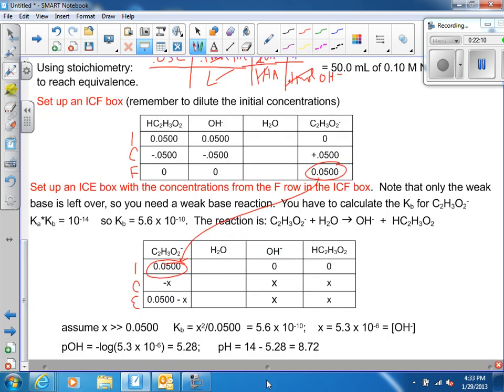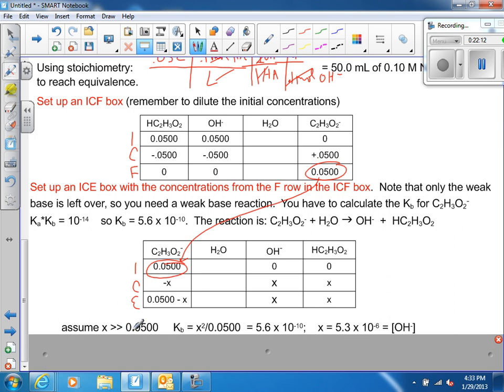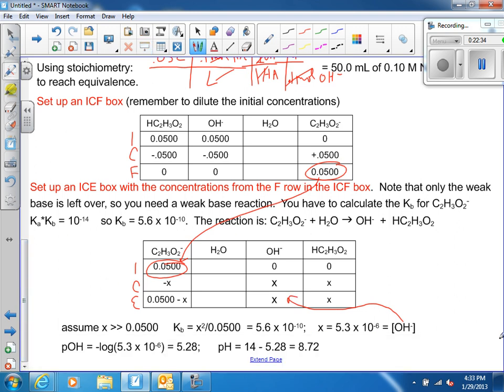And I find X. We have to assume X is really small. I use my Kb equation, X times X over 0.05 minus X, but X I assume is really small, equals my Kb that I calculated. I solve for X. Now note that this is hydroxide, not H+. Always important to check these things.